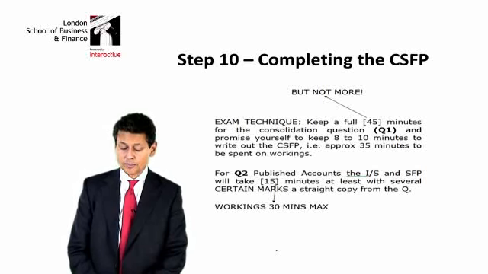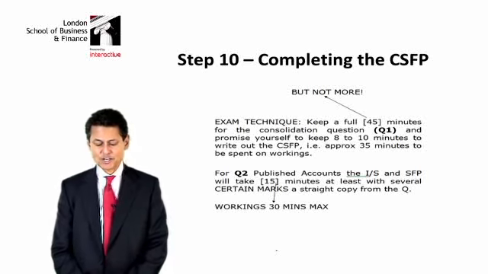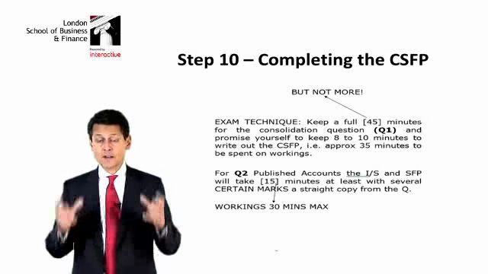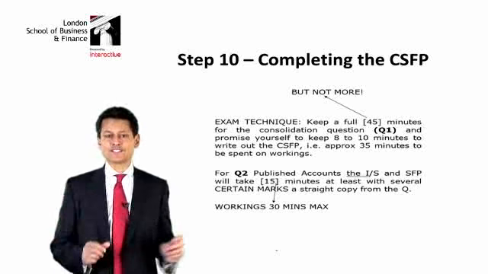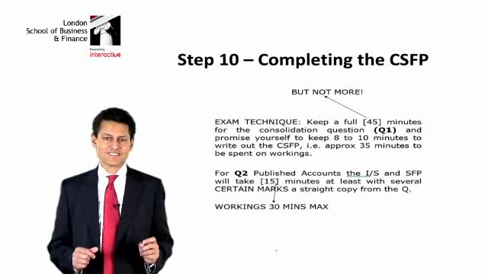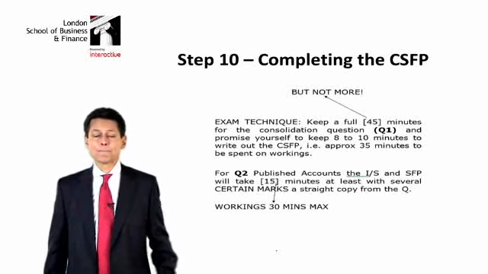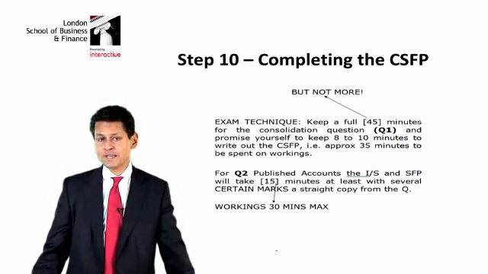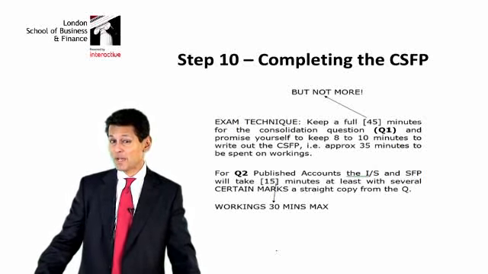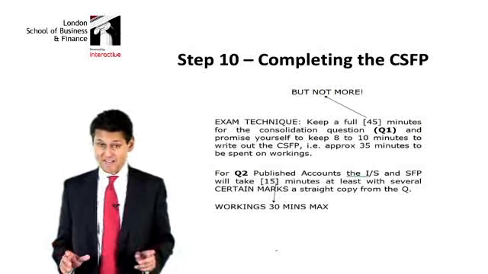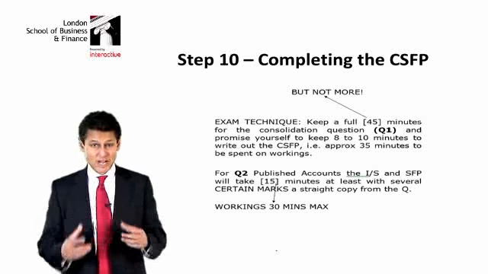Exam technique. Keep a full 45 minutes for the consolidation question and promise yourself to keep 8 to 10 minutes to actually do the CSFP. I'll tell you why. There are marks available for copying out figures from the original question. For example, the current assets section, the non-current assets, PPE, all those kinds of things come straight from the question much of the time. There are, of course, some adjustments. So keep 8 to 10 minutes. So you have about 35 minutes to do the workings.